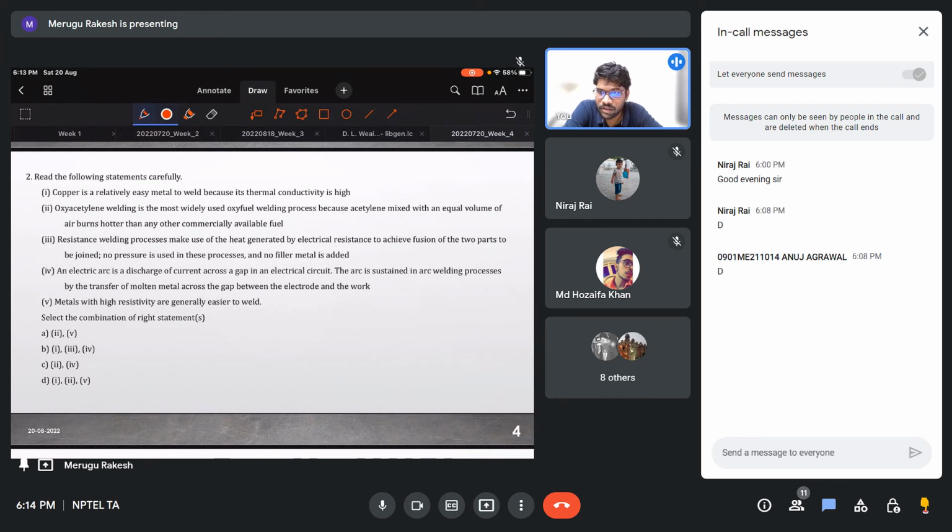The first statement is copper is a relatively easy metal to weld because its thermal conductivity is high. Second, oxy-acetylene gas welding is the most widely used oxy-fuel welding process because acetylene mixed with an equal volume of air burns hotter than any other commercially available fuel. Third, resistance welding makes use of heat generated by electrical resistance to achieve fusion of the two parts to be joined. No pressure is used in this process and no filler metal is added. Fourth, an electric arc is a discharge of current across a gap in an electrical circuit. The arc is sustained in arc welding by the transfer of molten metal across the gap between the electrode and work. And the fifth statement is metals with high resistivity are generally easier to weld.